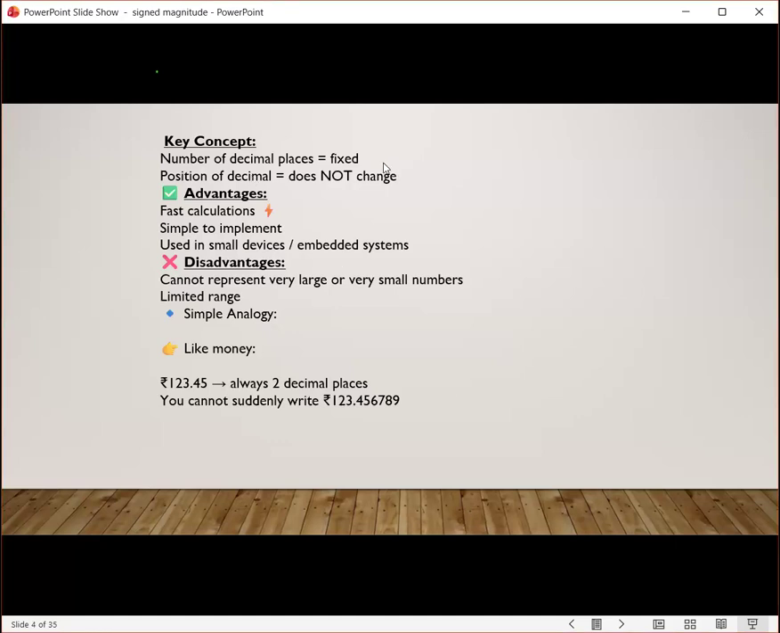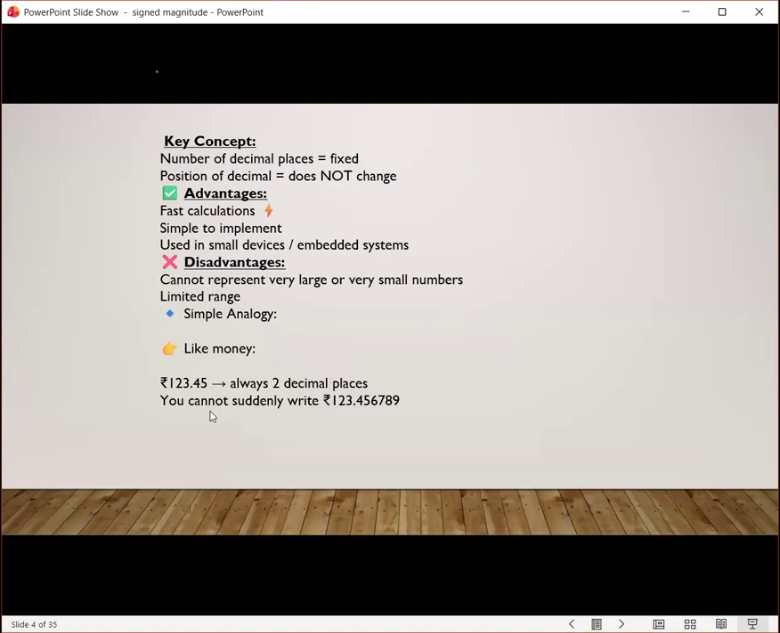Okay, what is fixed point representation? The number of decimal places is fixed and the position of the decimal point does not change. So what are the advantages of using fixed point? Fast calculations, it is easy and simple to implement, and it is used in simple devices or embedded systems. What are the disadvantages of using fixed point? It cannot represent very large or very small numbers. Limited range.